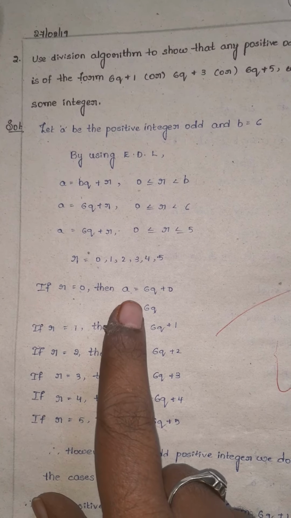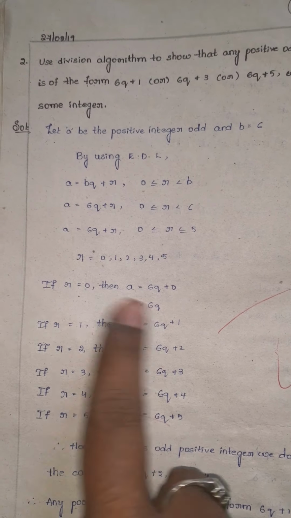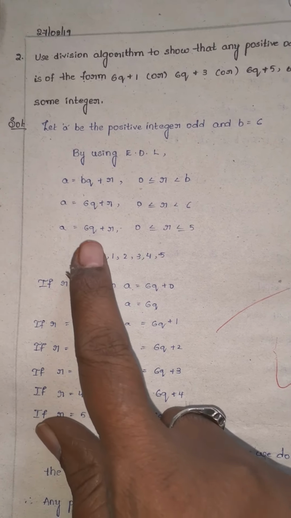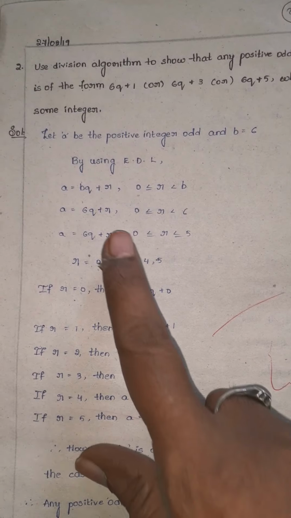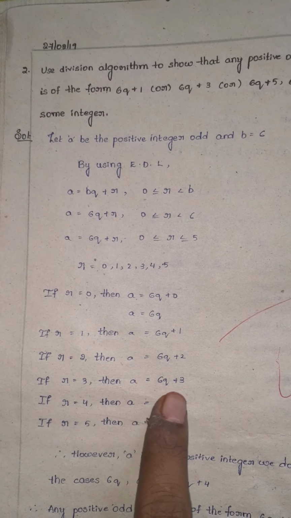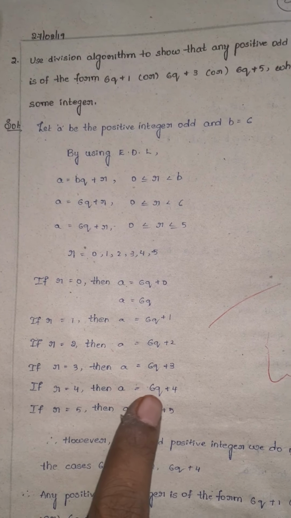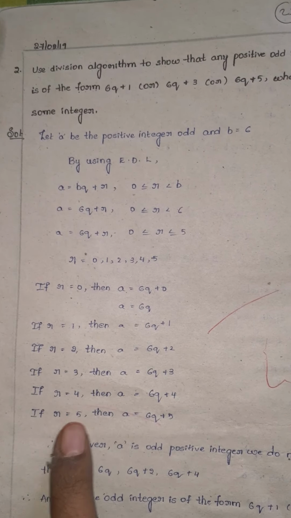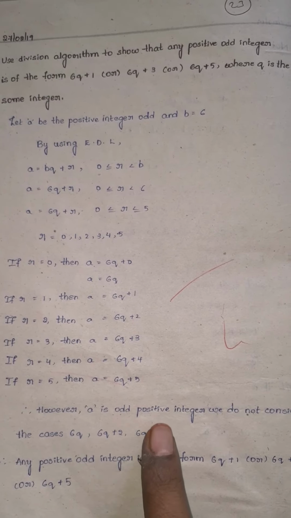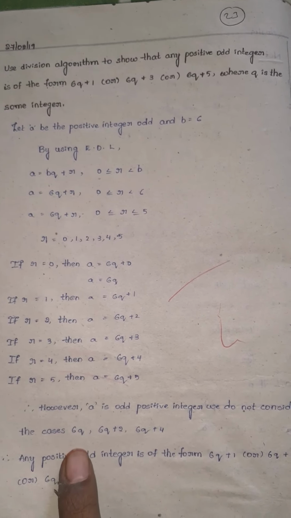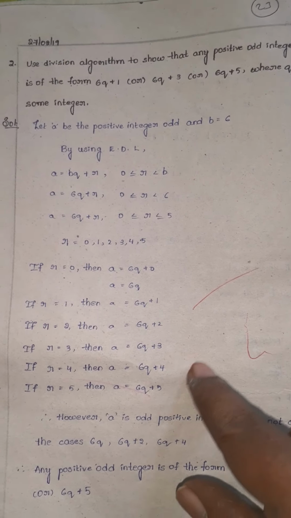So if r is equal to 0, then a is equal to how much? 6q plus 0, that is 6q. If r is equal to 1, then a is equal to 6q plus 1. If r is equal to 2, then a is equal to 6q plus 2. If r is equal to 3, then a is equal to 6q plus 3. That only I wrote here. If r is equal to 4, then a is equal to 6q plus 4. If r is equal to 5, then a is equal to 6q plus 5. However, a is an odd positive integer, so we do not consider the even cases, 6q plus 2 and 6q plus 4.